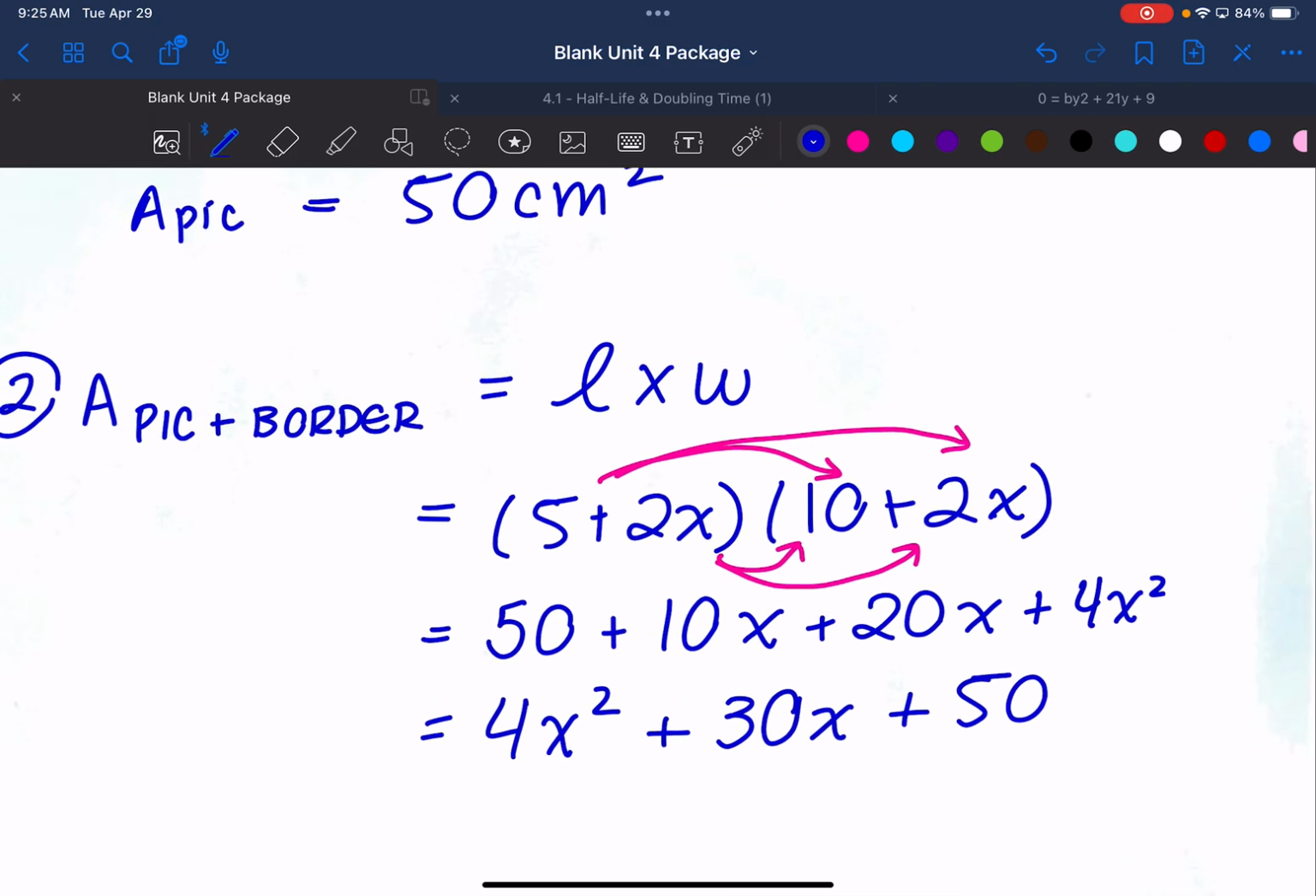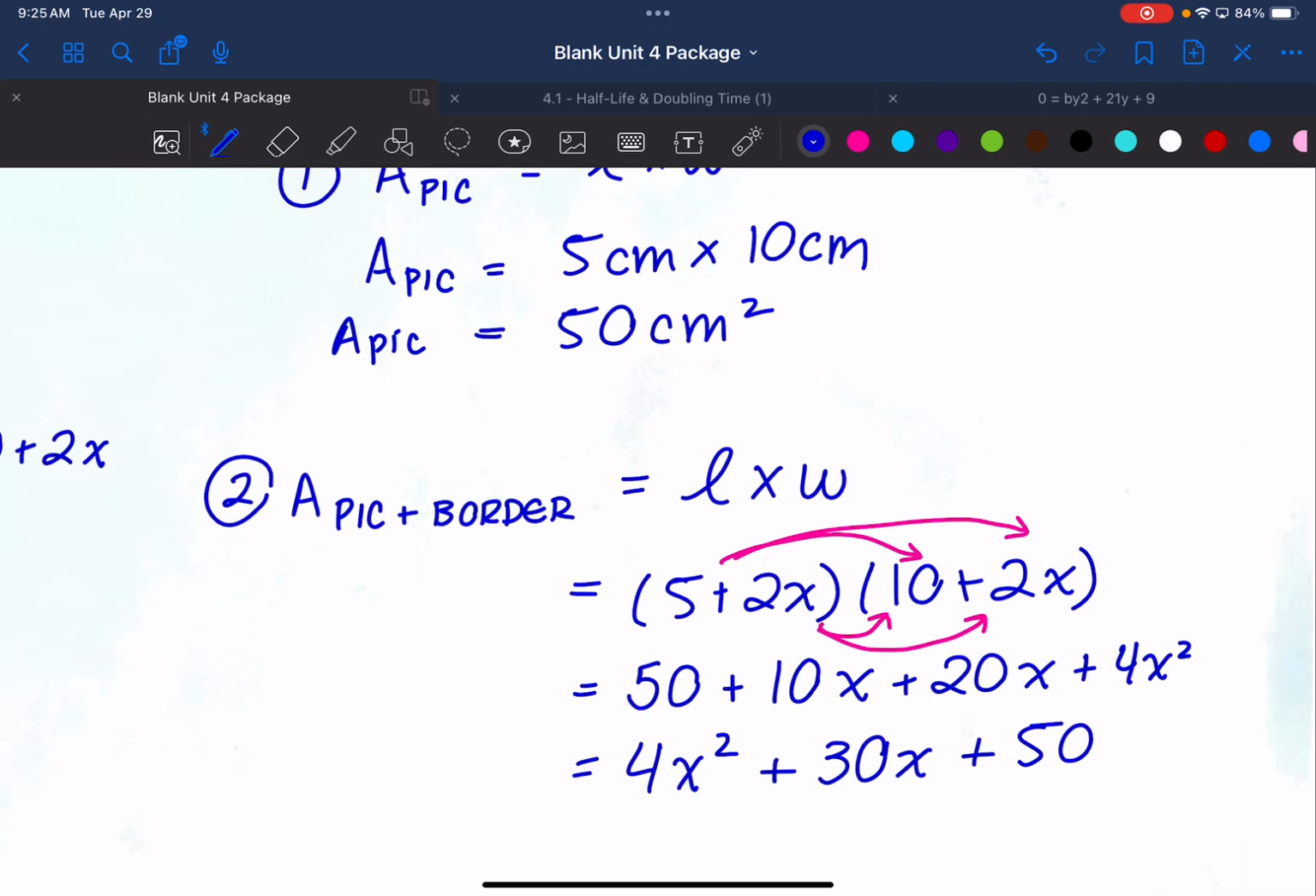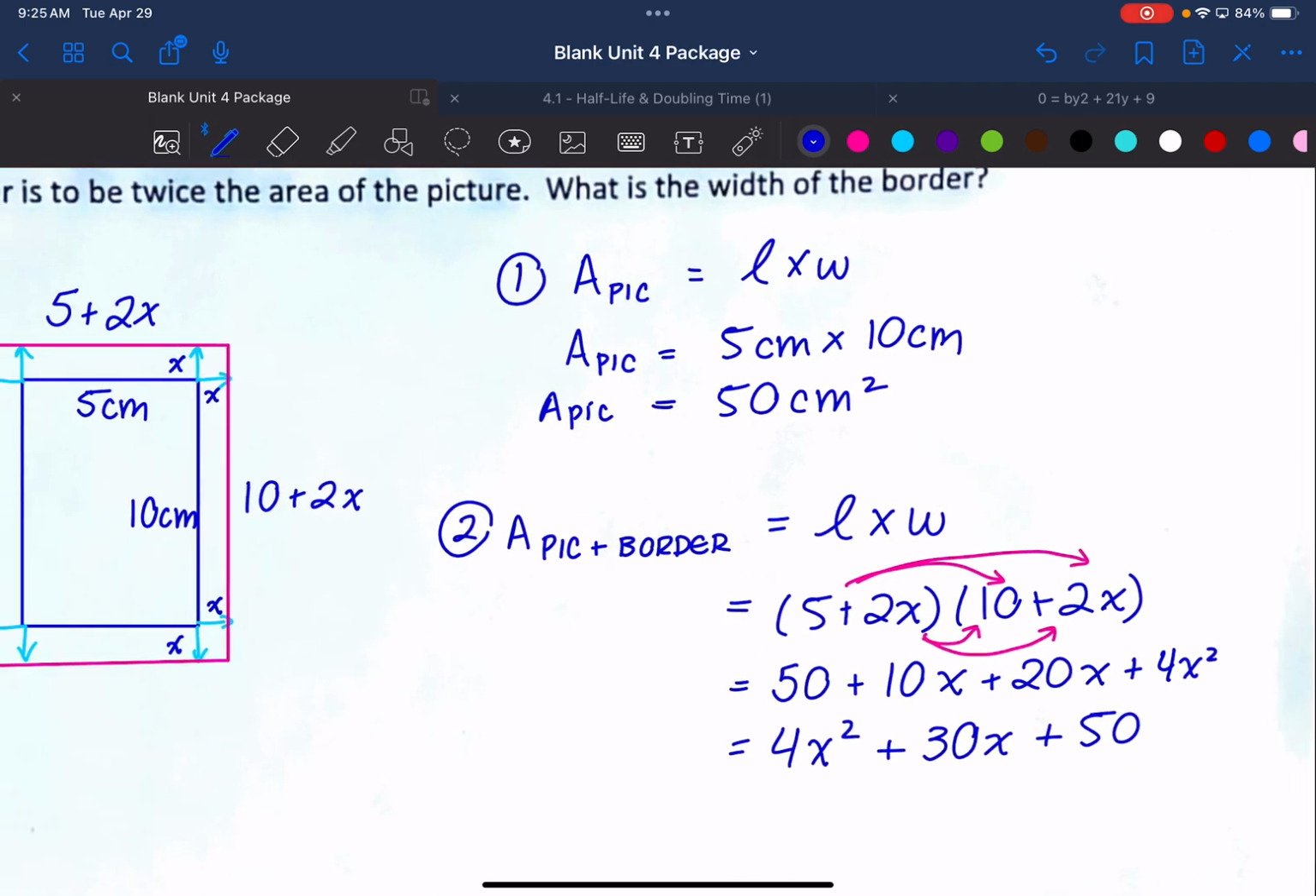It says that the area of the border is twice the area. I'm getting to it, if you'll let me get to it. Okay. So, step 1, we've got the area of the picture.